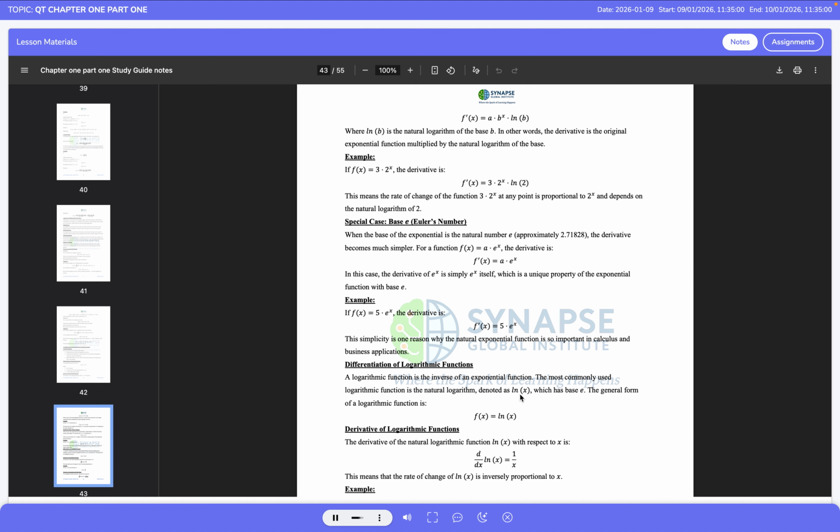For example, if a function is 3 multiplied by 2 raised to the power x, the derivative is 3 multiplied by 2 raised to the power x, multiplied by the natural logarithm of 2. This means that the rate of change at any point depends on both the value of 2 raised to the power x and the constant natural logarithm of 2.